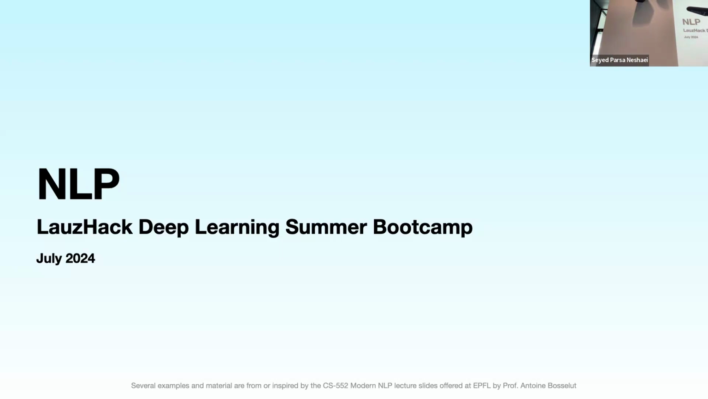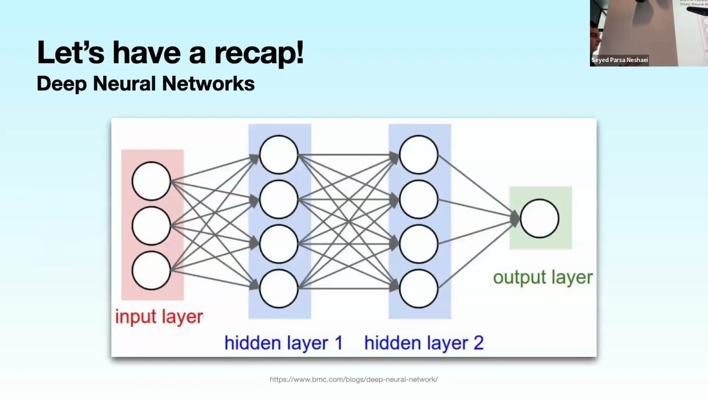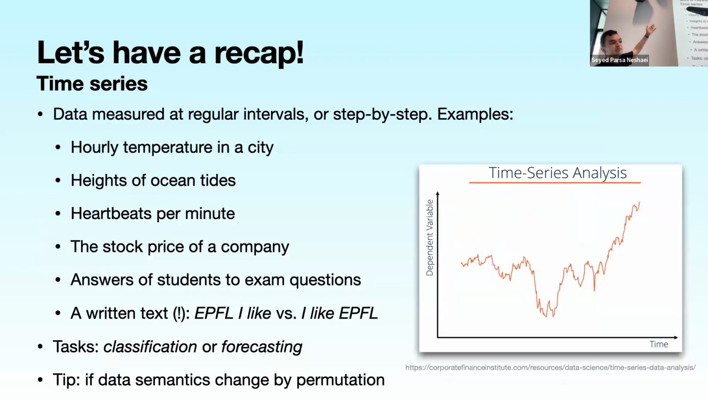So let's jump in and have a brief overall review. We have all these deep neural networks that you are all experts with. Remember, we could play with the architecture a lot. We had CNNs, and we had the time series models that needed recurrent neural networks. If you remember, a time series is any data measured at regular intervals, step by step, that has an order, and if we permute the data, the semantics change. We said we can build models to classify a time series or to forecast.